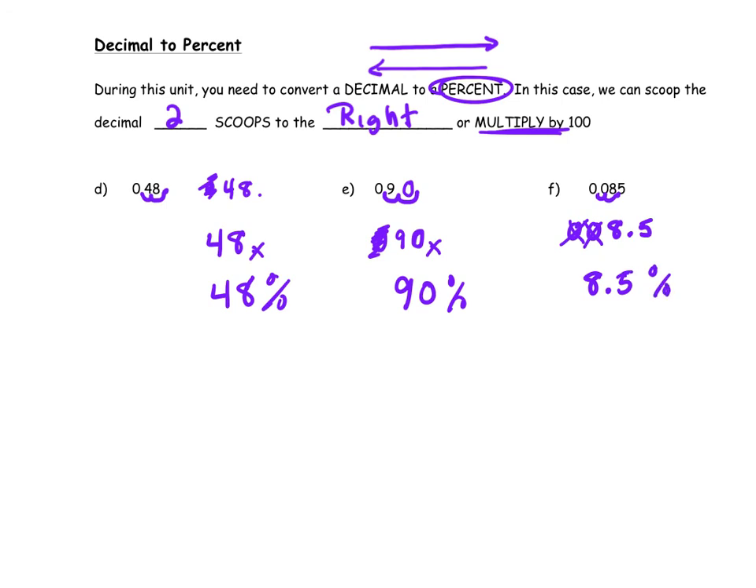Sometimes the decimal doesn't scoop past and make a whole number. It still has digits behind it.